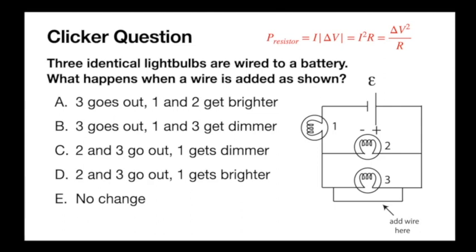And just to remind you, the brightness of a light bulb is determined by the power dissipated by it. And I put the expressions up at the top if you'd like those. So what happens to the bulbs if I add this wire here?